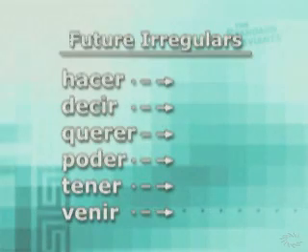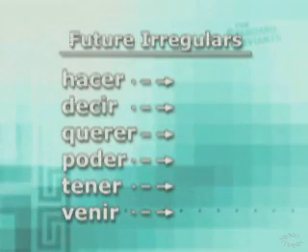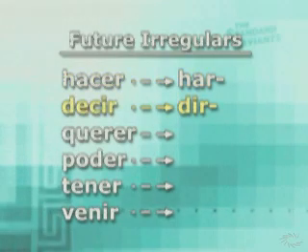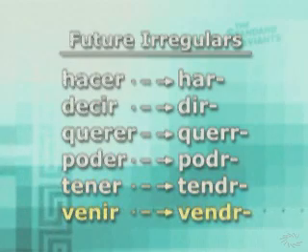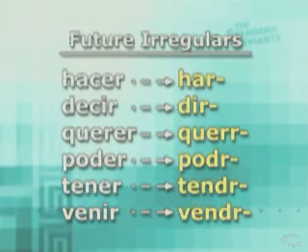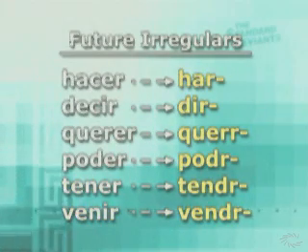Now for the irregulars. Hey, come on. You knew there'd have to be a few of these. The good news is that there aren't that many, and they all kind of look the same. Here are some of the more common verbs that are irregular in the future tense: hacer, decir, querer, poder, tener, and venir. They have special stem changes they have to go through in order to take the future endings.